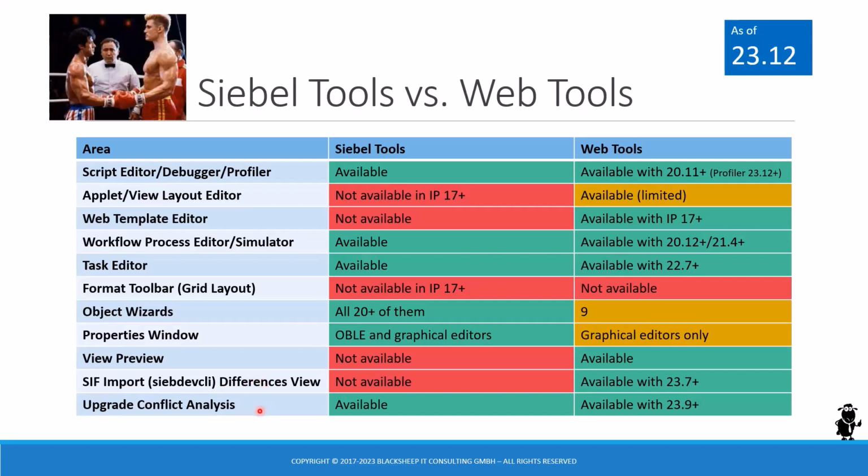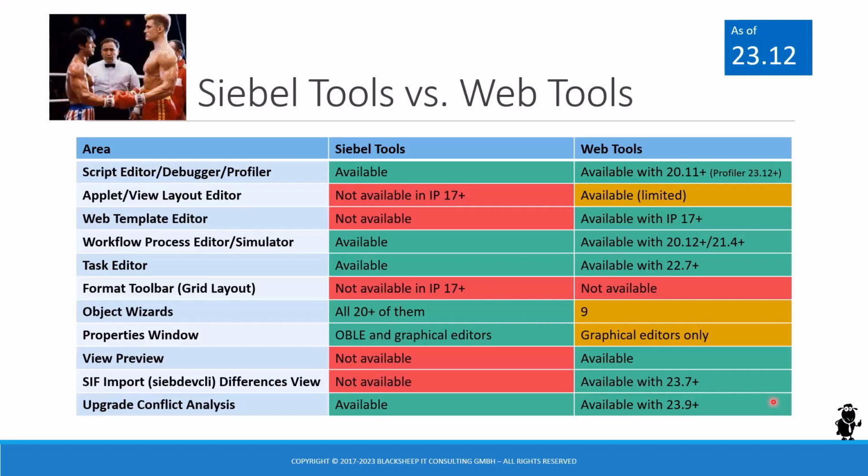And recently, I think all of you are on the modern Siebel version, not concerned about upgrades. But if you're concerned about upgrades from pre-IP17, the upgrade conflict analysis view that was only available in Siebel Tools has made it into WebTools as part of the on-prem upgrade factory. So you can now use WebTools for that. So WebTools is slowly but steadily gaining functionality here.